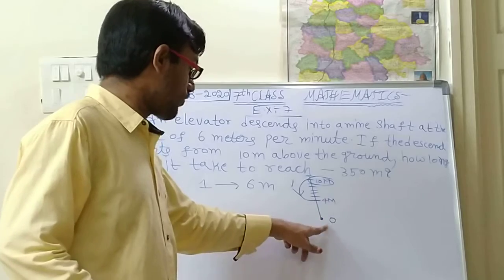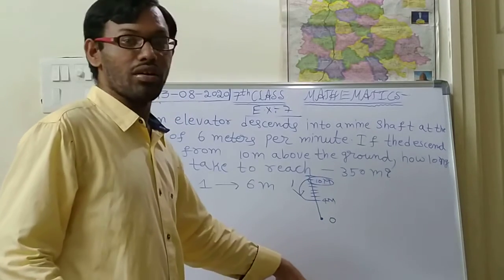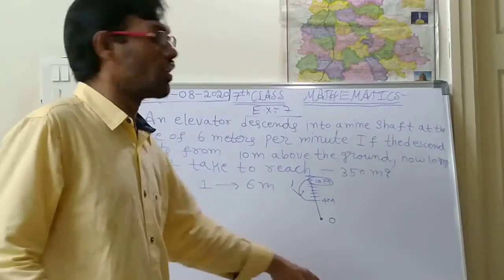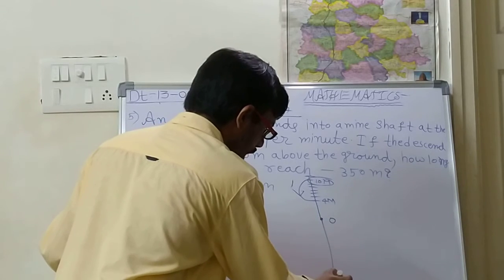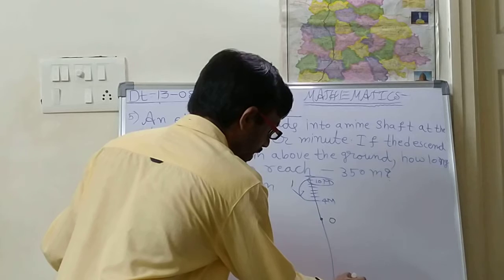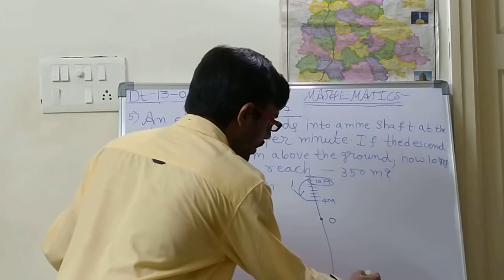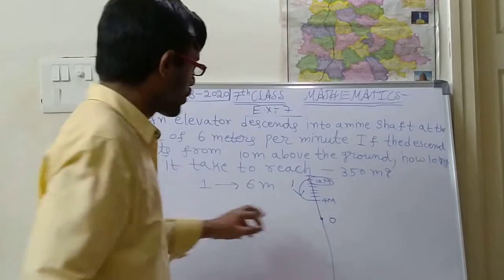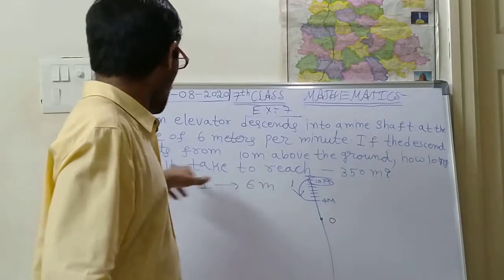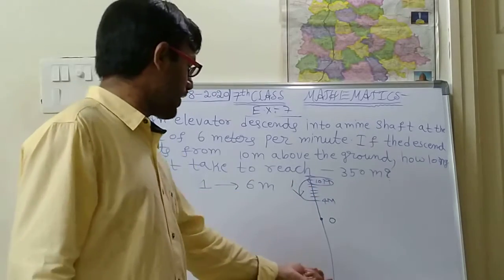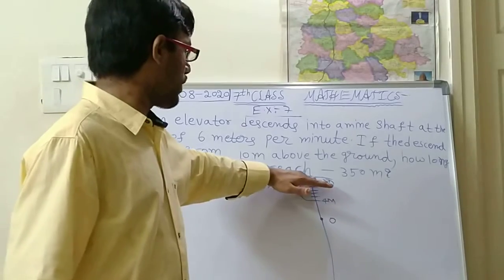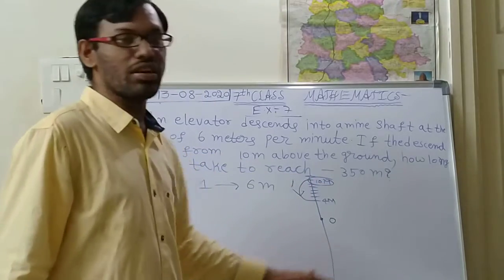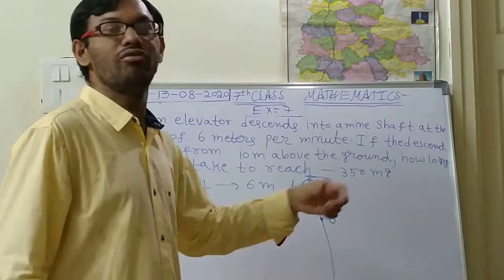So after 0, negative numbers will be started. So up to minus 350, 350 meters will be there. So how long will it take? How much time will it take to reach minus 350 meters, starting from 10 meters to minus 350 meters?